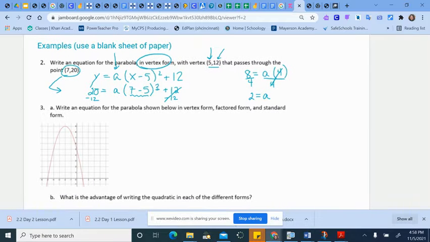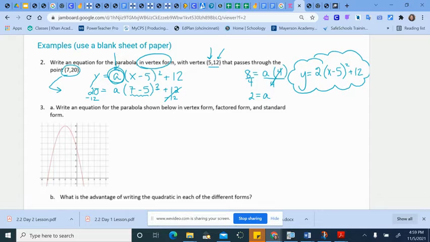So my final equation here, go back to all this, except now I know what a is. I'm going to plug that in. a is 2. And then x minus my 5 squared plus 12. Ta-da! That's the answer to that one.